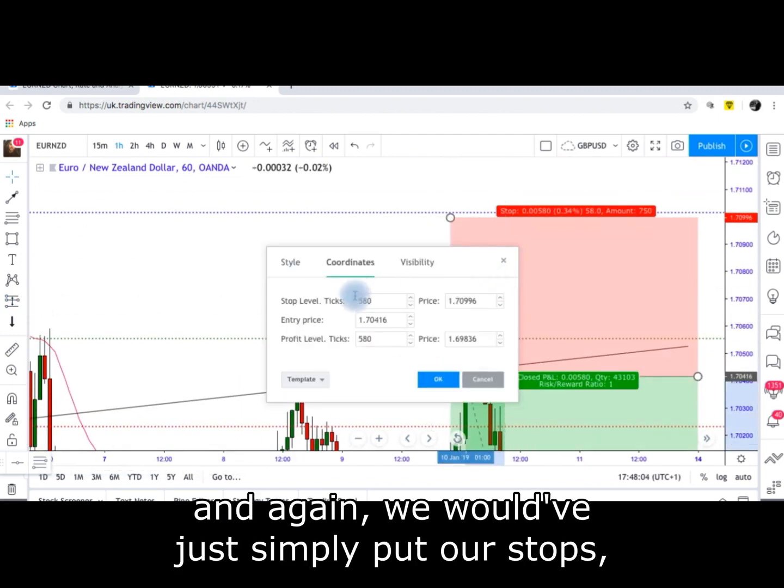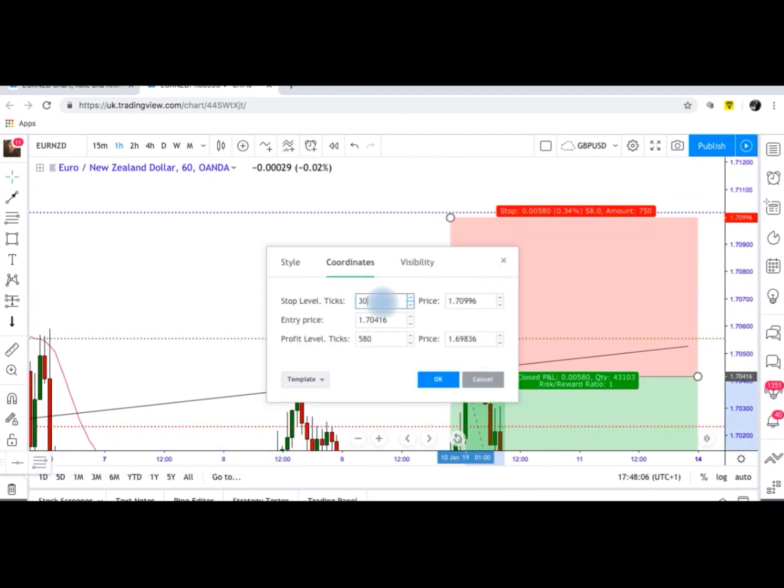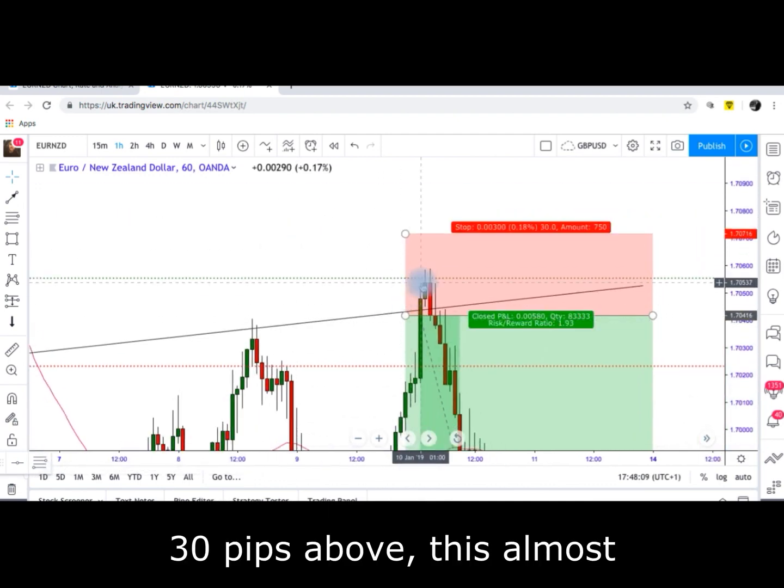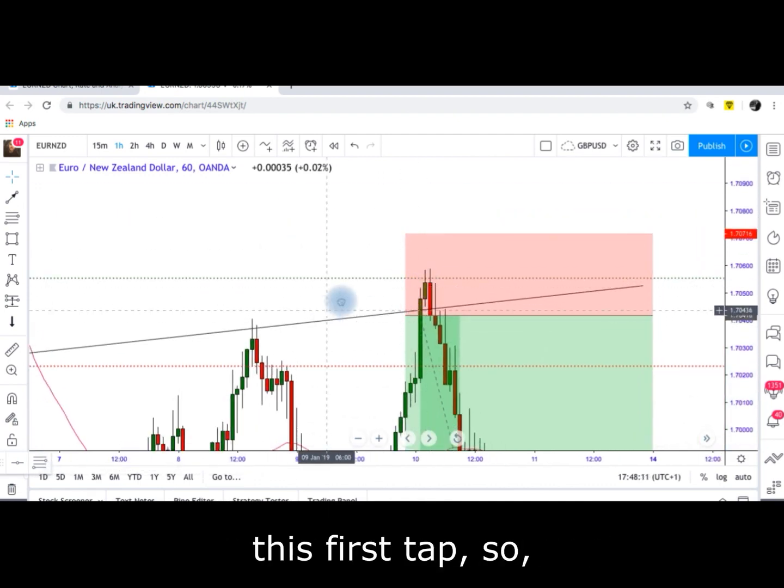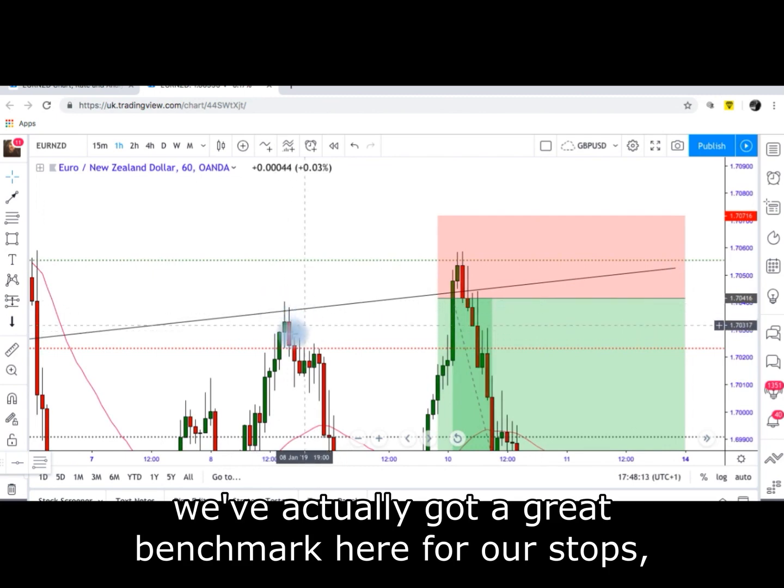And again, we would have just simply put our stops 30 pips above. It's almost its first tap. So we've actually got a great benchmark here for our stops.